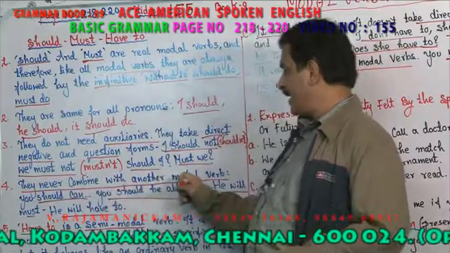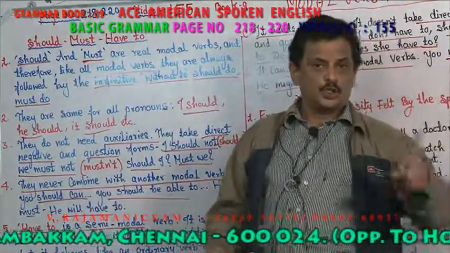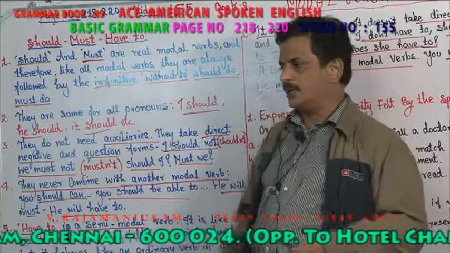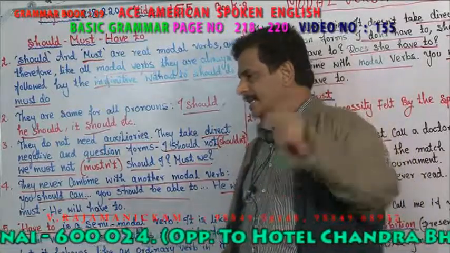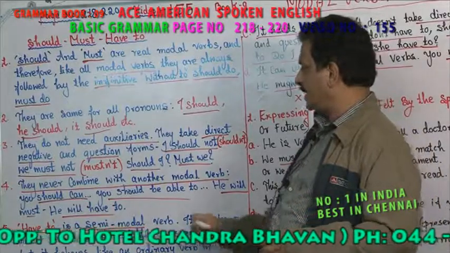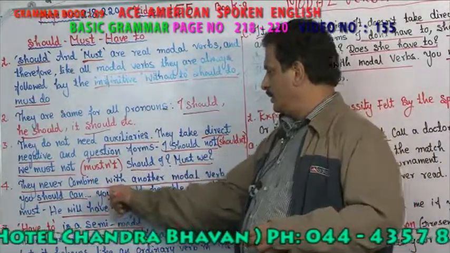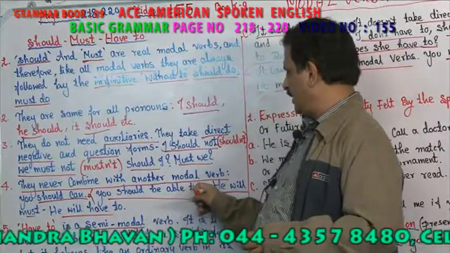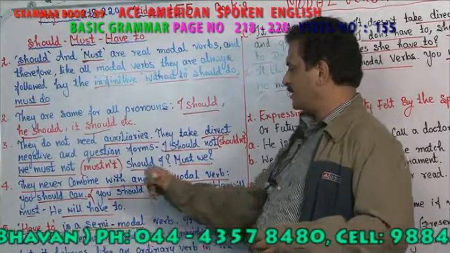They never combine with another modal verb. Two modal verbs don't join together. Should and will, they don't join together. Must and can, they don't join together. You should can is wrong. You should be able to. He will must is wrong.